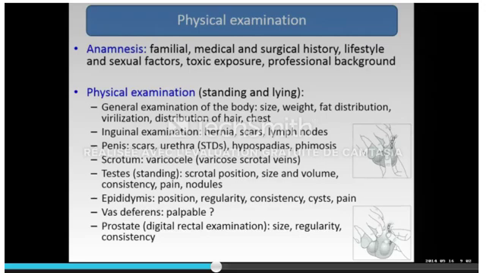Then we will move to physical examination, and theoretically, a man should be examined first standing and then lying. It begins with general examination of the body, with inguinal examination, penis, scrotum, testis, and the testis should be examined when the man is standing, not lying, the epididymis, the vas deferens, and the prostate. I won't go into details, but all these items should be checked by the physician.